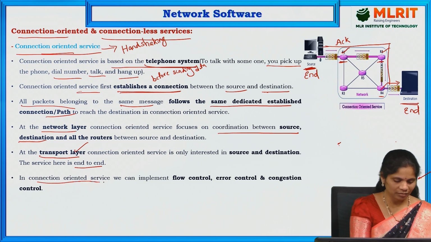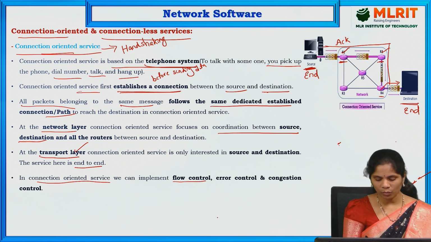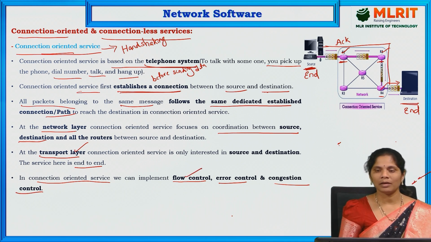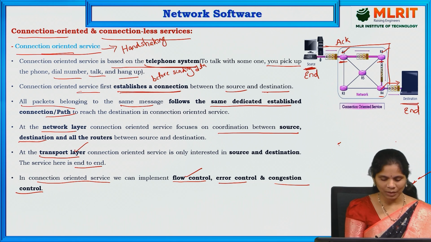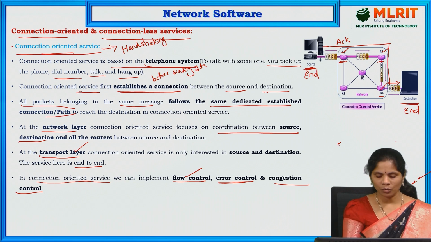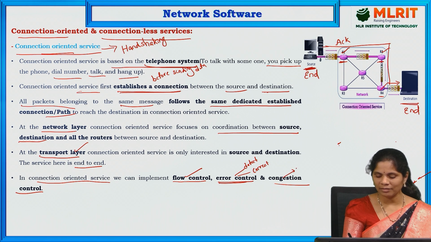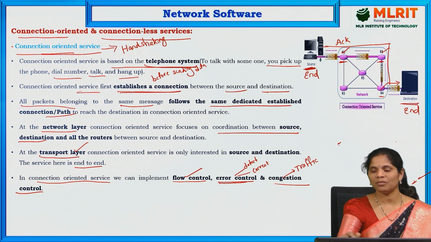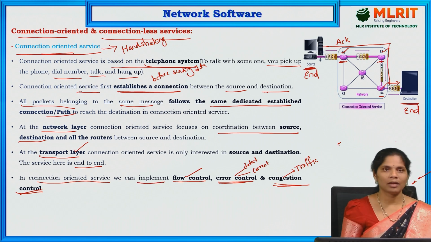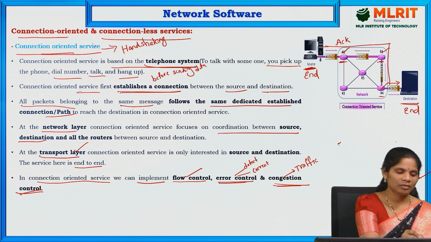Next, this connection oriented service can implement flow control, error control and congestion control. I already told you flow control is nothing but both sender and receiver speed must be the same. Error control: if any errors occur while sending the data from source to destination, we have to detect and correct the error. Congestion is nothing but traffic. Whenever messages travel between these routers, there may be a chance of traffic. How that traffic is going to be controlled is also implemented in connection oriented services. This is about connection oriented services.